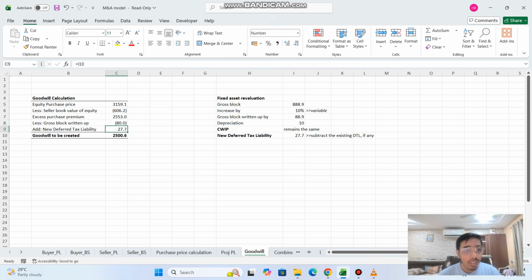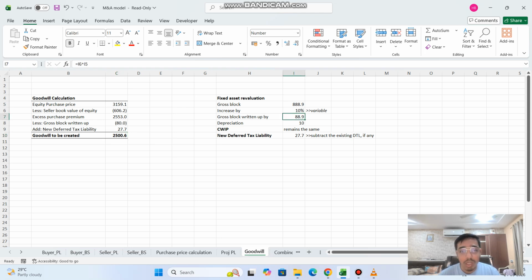Okay, and that will create a deferred tax liability as well, because this revaluation gain may not be considered as a gain from the point of view of the tax authorities. It may just increase your accounting profit, but it may not be considered as a taxable profit. So that will create a new deferred tax liability, as your tax base has increased, but it has not increased from the viewpoint of the tax authorities. Okay, so the new deferred tax liability will have to be added, and then the final goodwill comes to 2500.6, which will be a part of the assets of the combined entity.